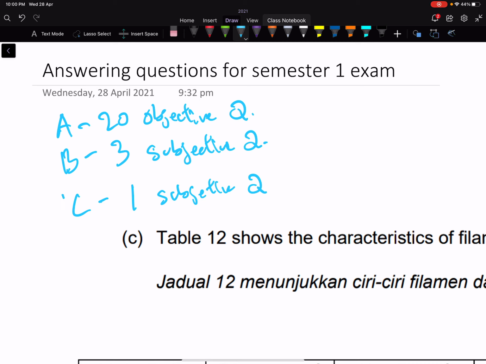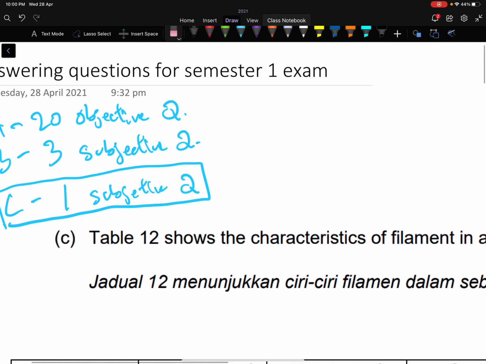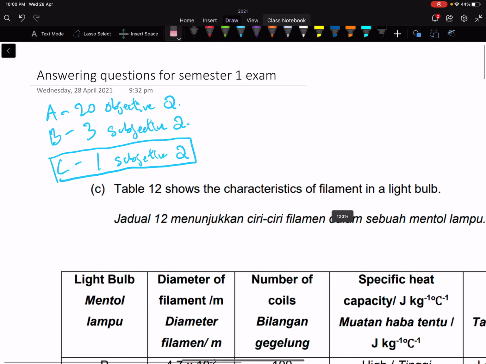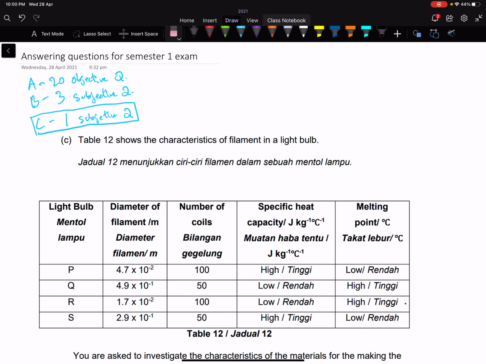But section C, you probably never have actually encountered this type of question before. So section C, actually, here's an example for what you can expect. Do note that in a full SPM paper, this is only like sub question C of a question only.